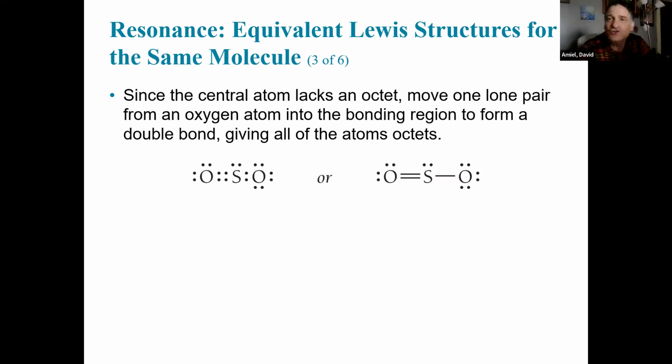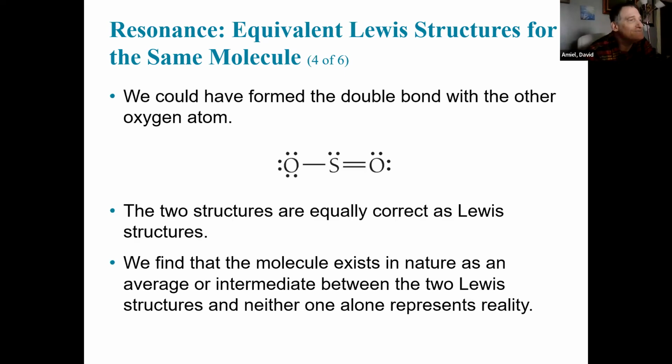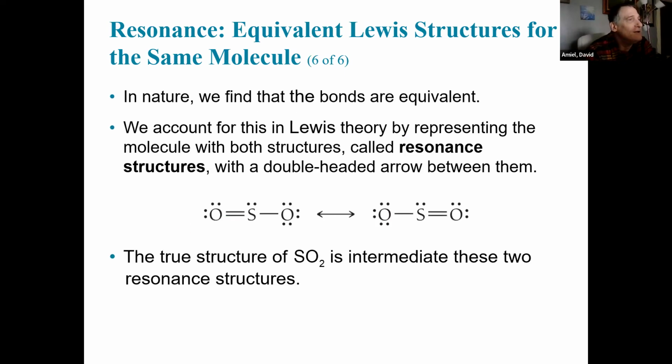The name for that is called resonance. Resonance. Here they are, resonance. And we draw both structures. Here you're seeing the double bond is on this oxygen atom. Now the double bond is on the second oxygen atom. And we use a bidirectional arrow to indicate that both structures are valid.